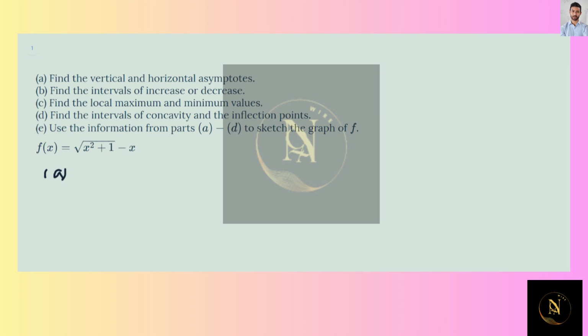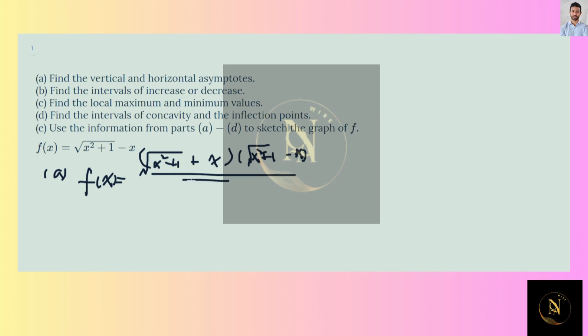For part A, we have f of x is equal to 1 over the square root of x squared plus 1 plus x, and multiplying by x times the square root of x squared plus 1 minus x over the square root of x squared plus 1 plus x, which is equal to the numerator, so that f of x equals 1 over square root of x squared plus 1 plus x.